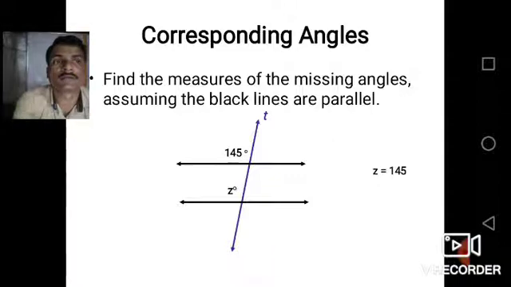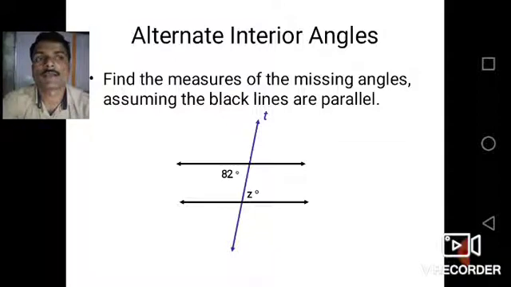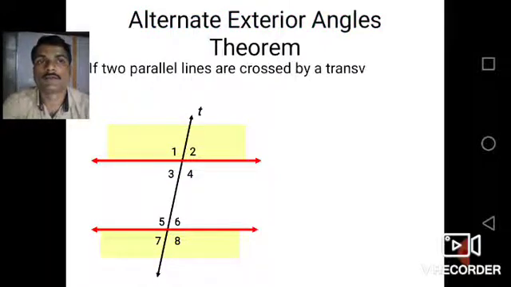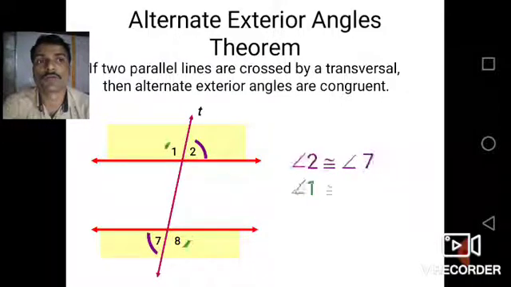Complete this example. Find out the value of Z. Z is equal to 145 because Z and 145 are a pair of corresponding angles. Find Z. Here Z and 82 are alternate angles. Therefore Z is also 82 degrees. Alternate exterior angles are also congruent with each other.